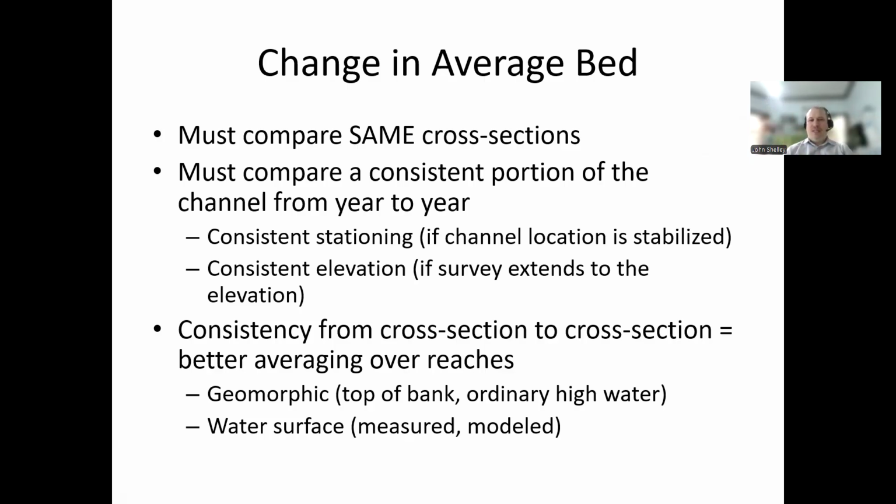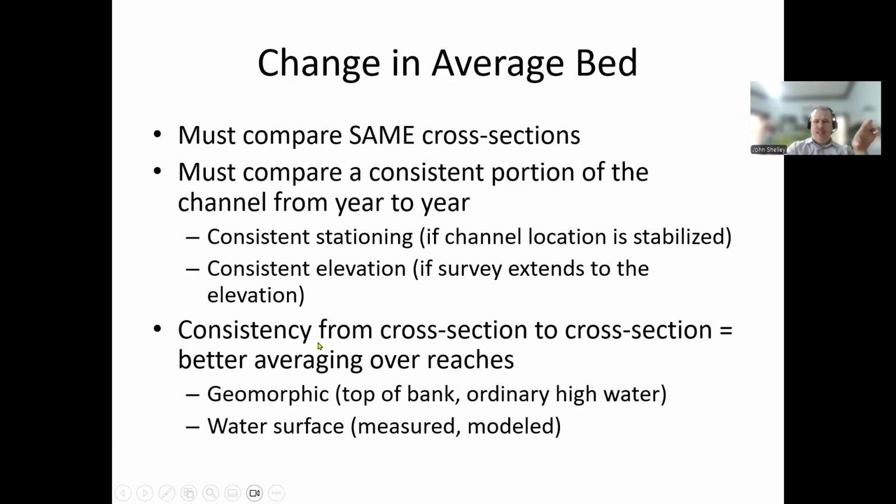Now, there's a couple ways to be consistent. What I just described was being consistent in the elevation. So if the survey extends far enough that you can go up to an elevation, then that makes good sense. That could also be the top of banks, going up to that top of bank elevation, and that's then being consistent. The other way you can do it is you can go over consistent stations in the channel, and I'll explain that a little bit. If the channel location is stabilized, so it's not moving, and it's really just going up and down, then you can use consistent stationing. I'll explain that more in a second.